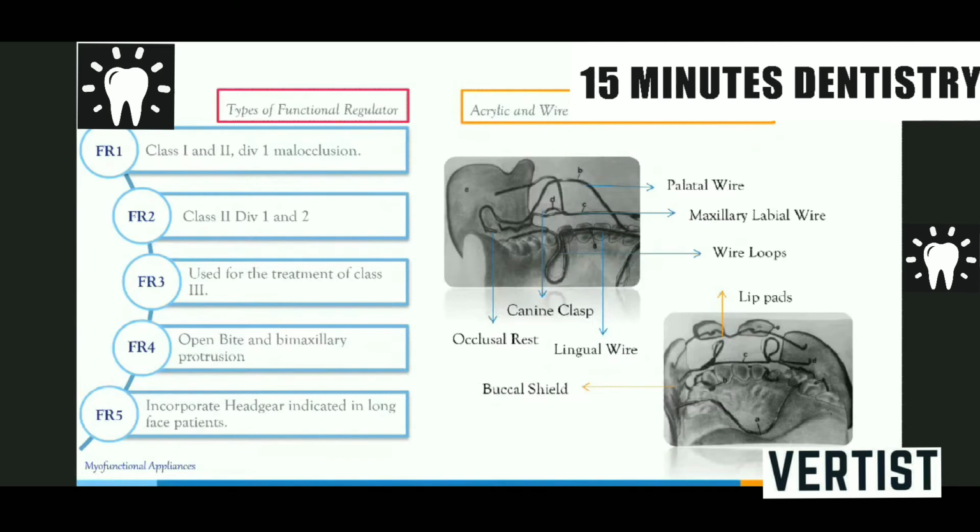FR2 is primarily used in class 2 div 2 cases where there is a protrusion bow which is placed in order to proclinate the anteriors. FR3 is used for treatment of class 3 cases. FR4 is primarily used for open bite and bimaxillary protrusion, and FR5 is Frankel modified to incorporate the headgear, indicated in long face patients.